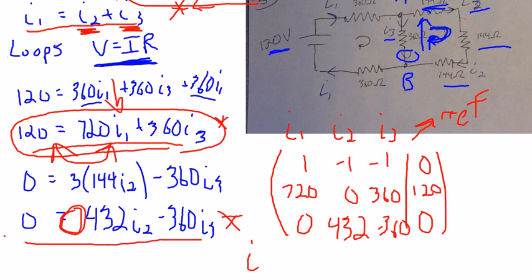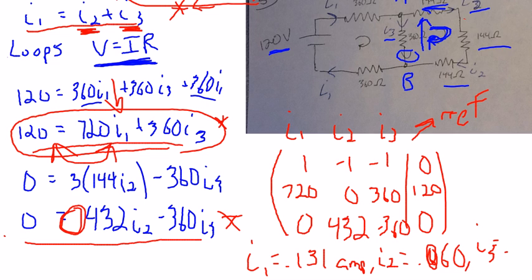This gives me I1 equal to, and all these are in amps, 0.131 amps, comma, I2 equals 0.060 amps. You should write amps, I'm running out of space. And I3 gives us 0.071 amps. So that's my answer right here.